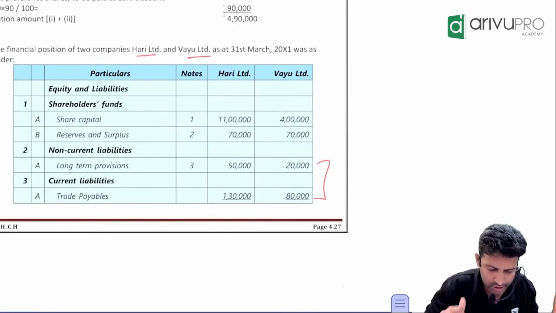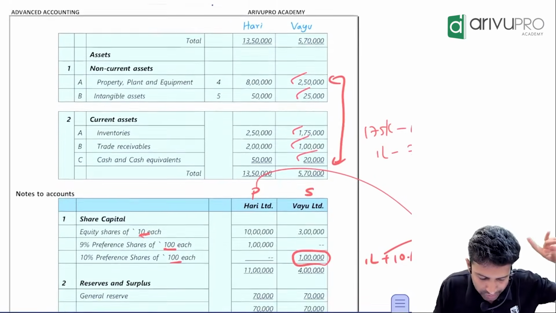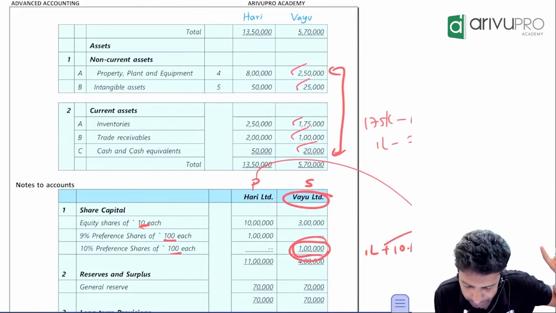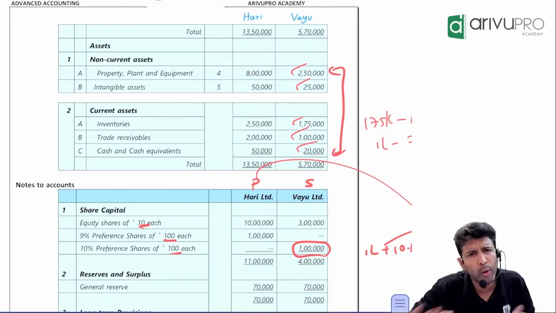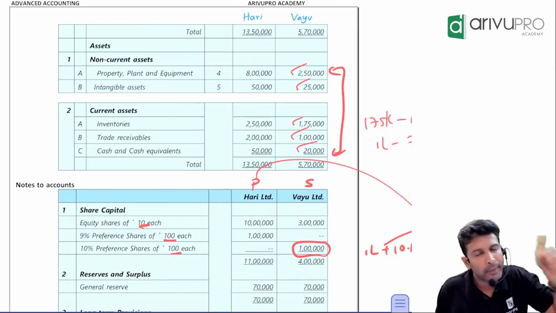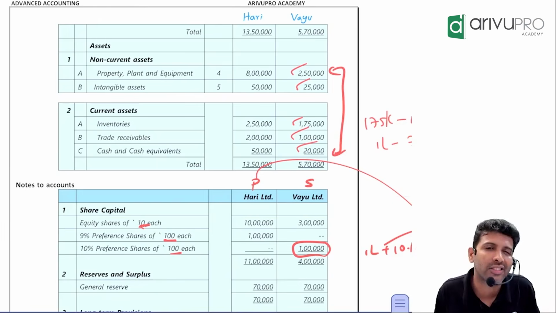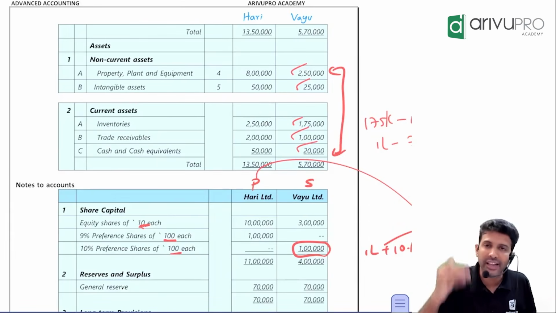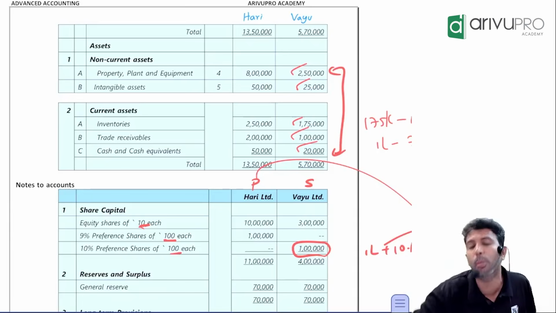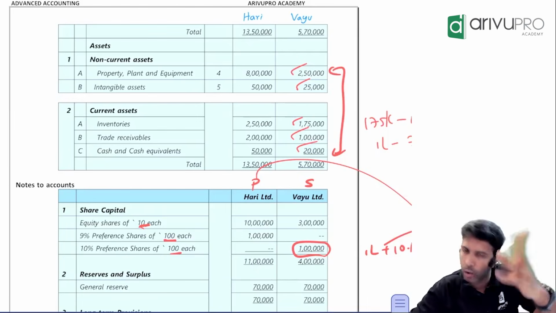Come back. Check the question. How much is the preference share capital of the selling company? 1 lakh. This is also a ledger. Can you keep it open or close it? Preference share capital has what balance? Credit balance. How do you close it? Debit. This capital has to be repaid to whom? Preference shareholders. Tell me the entry.